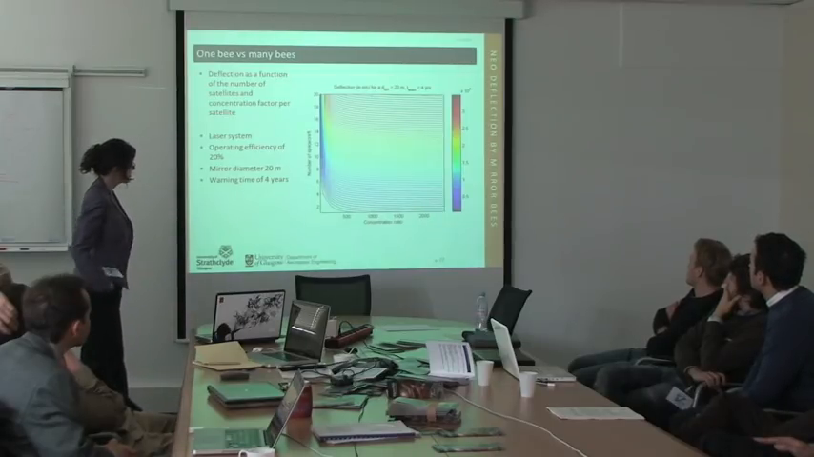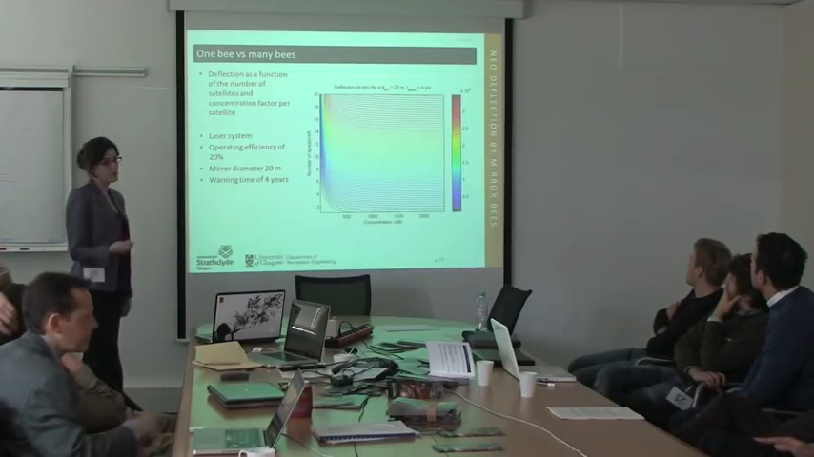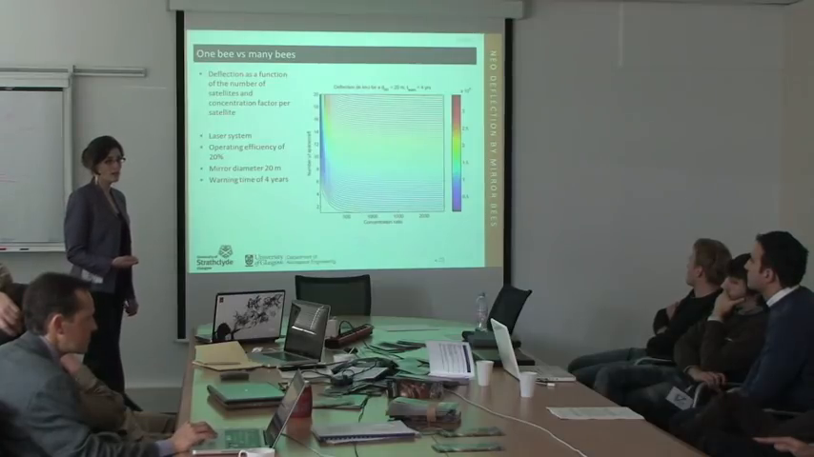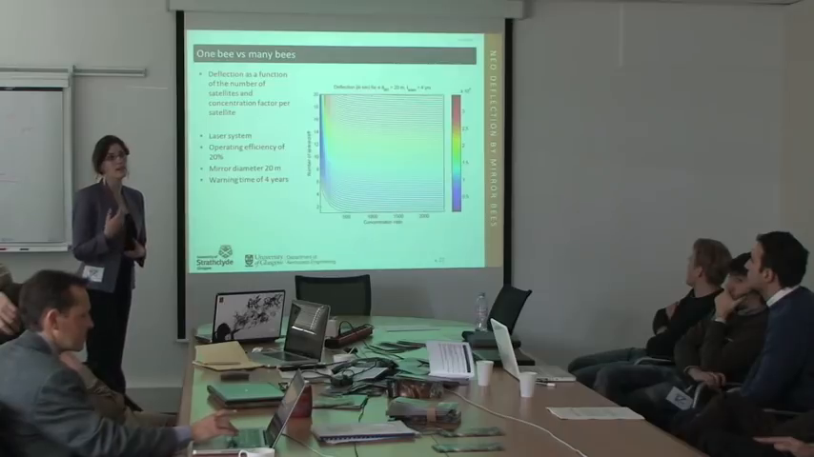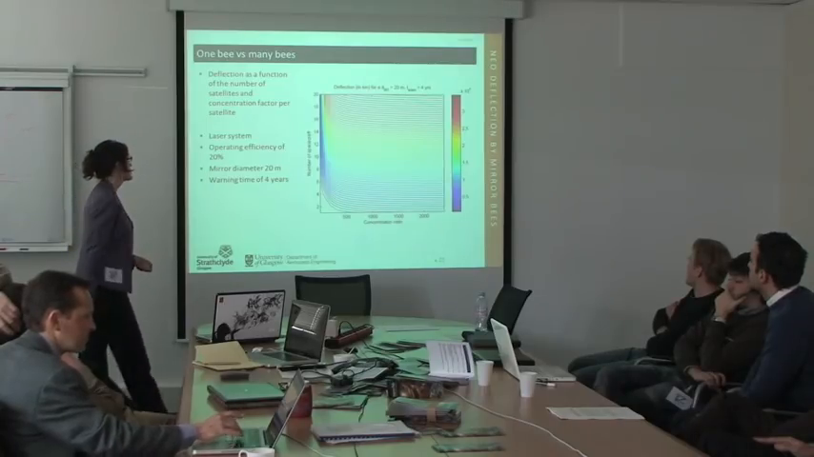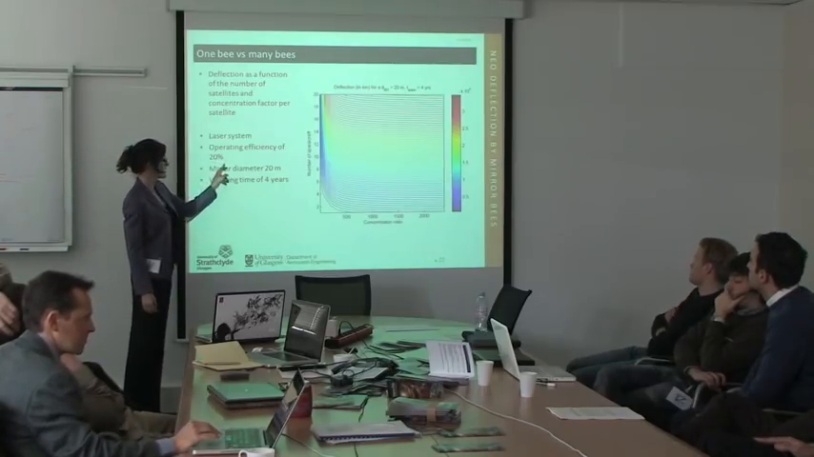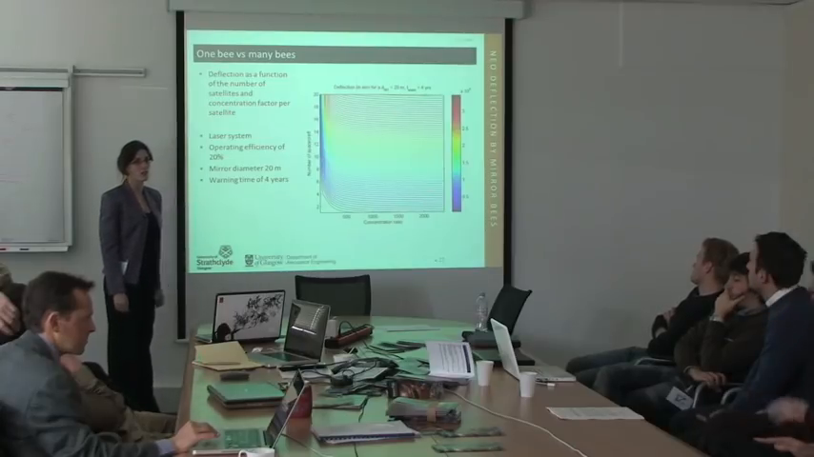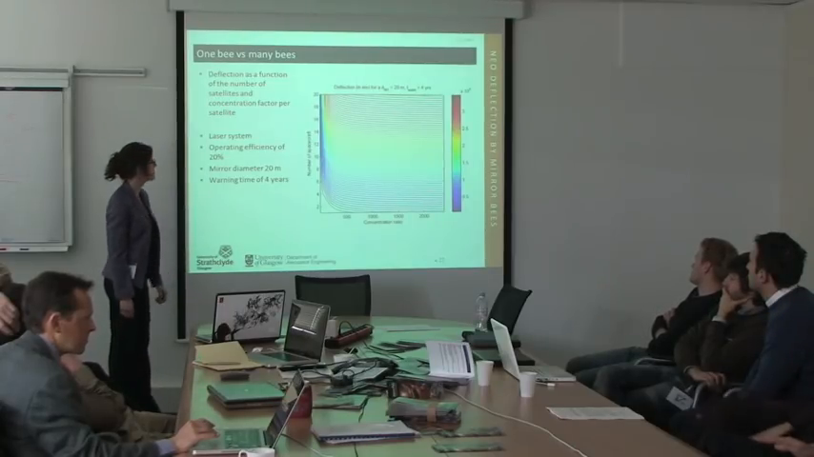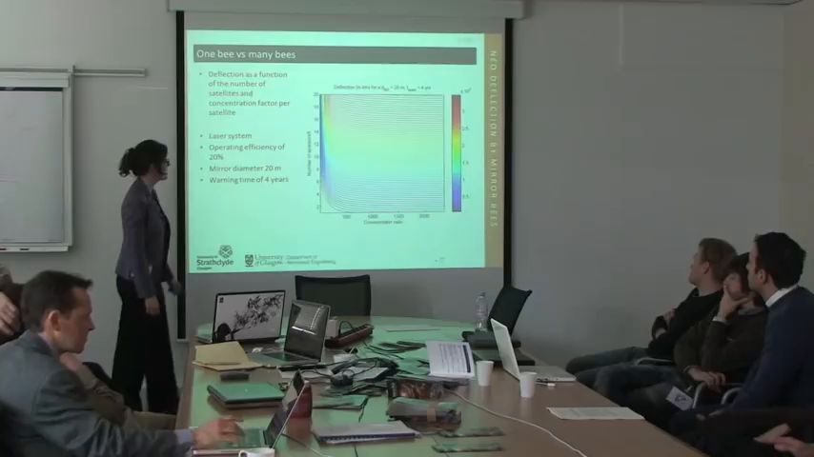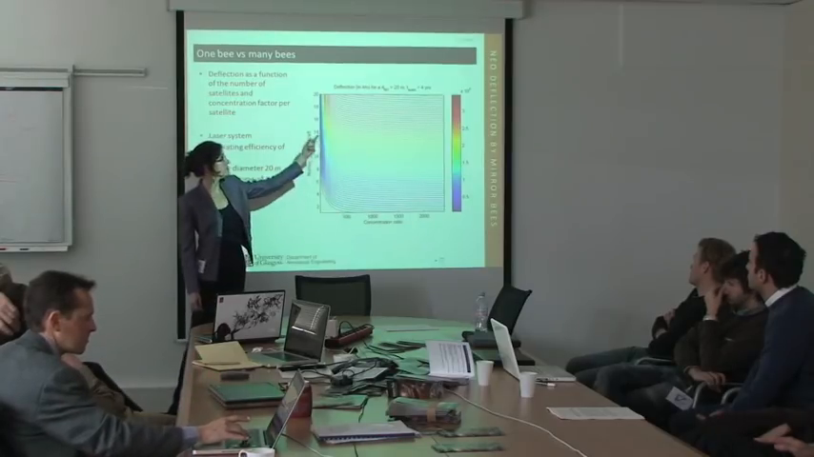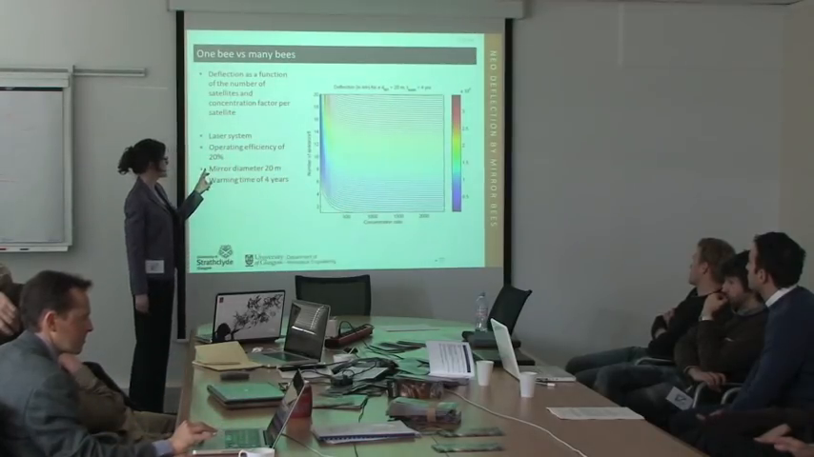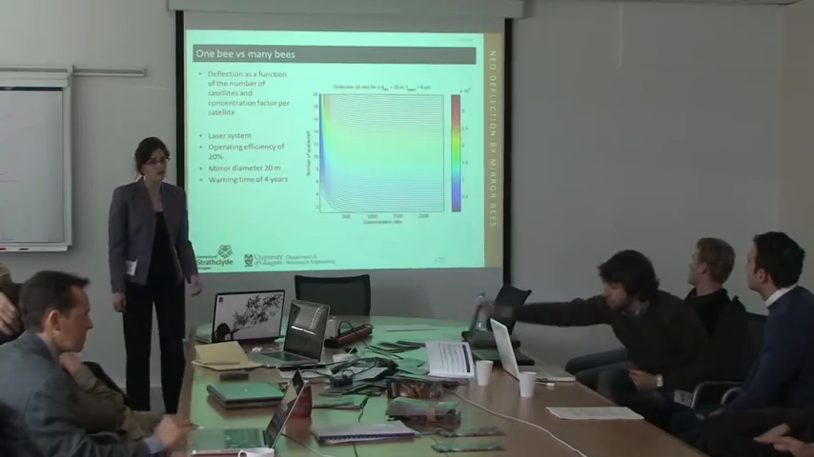Same thing with the laser option. Because the efficiency of the laser is much lower, due to any number of techniques, the fact that it has mono frequencies, much larger losses. So if we say an operating efficiency of only 20%, you need a much higher concentration ratio because you have a much lower power coming in. Again, number of spacecraft, concentration ratio, and deflection distance for only 20 meter diameter, warning time again of 4 years.